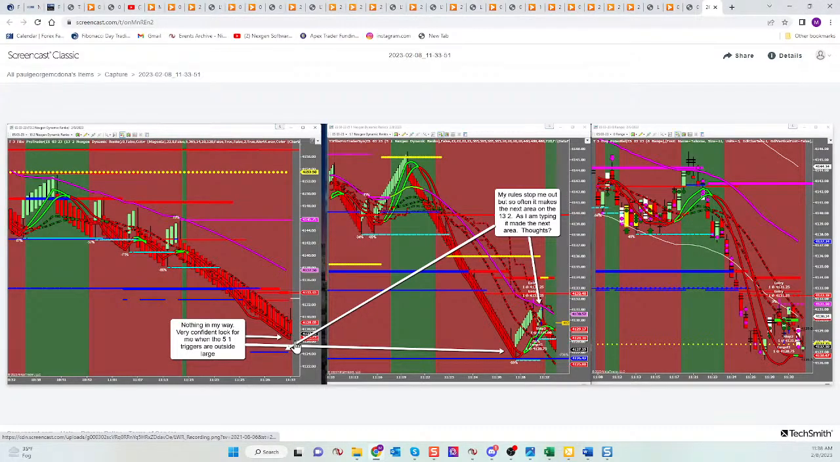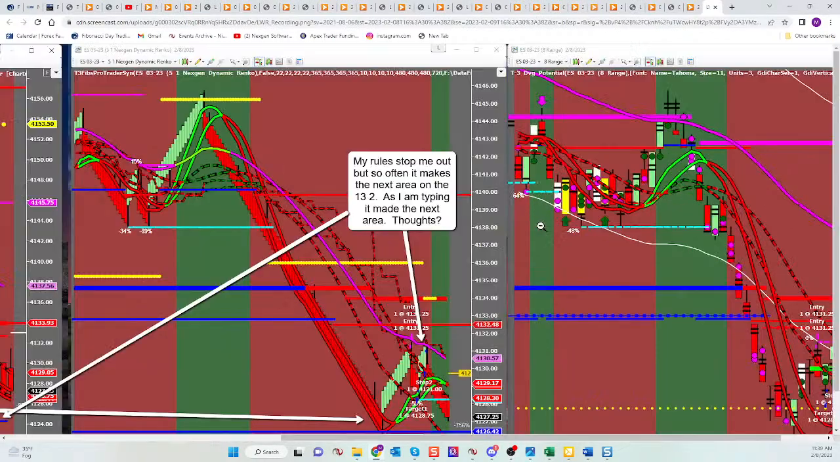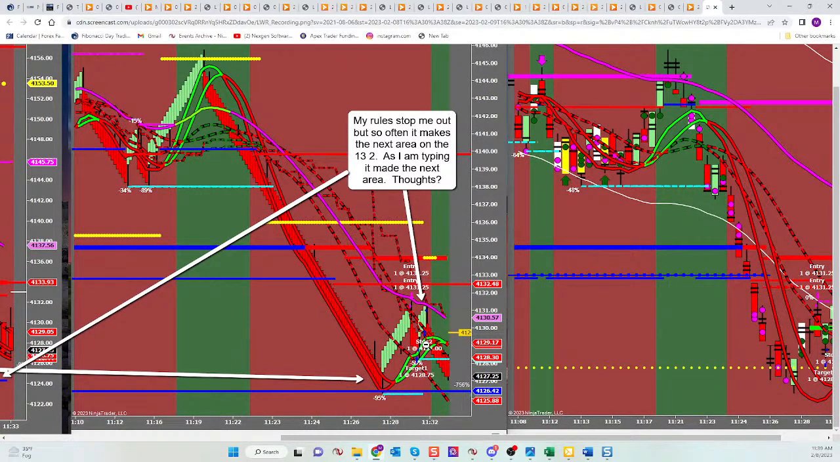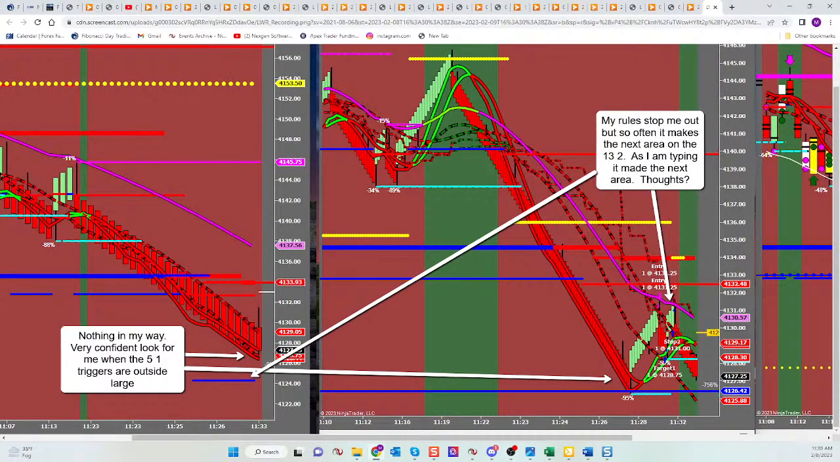And then Paul, same one, nothing in your way, very confident. You have a target picked out, tiny window of opportunity, looking to make money all the way down. Your rules stopped you out, so you'll take the next area. Any thoughts? And then Paul, you have a different look here than we had on that last example, didn't you?